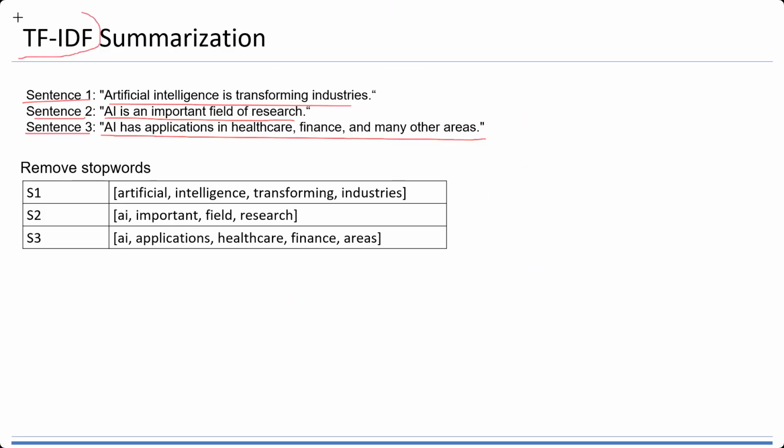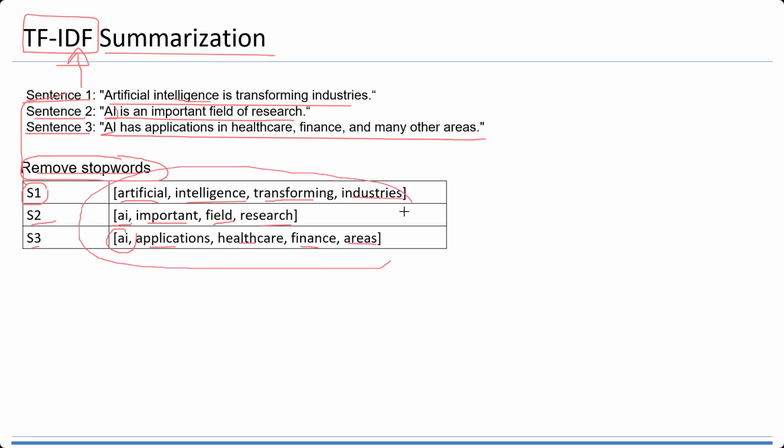So we can use the TF-IDF summarization. Okay, what is TF-IDF summarization? We will apply the TF-IDF, and we're going to select the sentences which have the higher score. So let's say with the stop words removal, we want to remove stop words. So S1, the sentence one, will be artificial intelligence transforming industries. S2 will be AI important field research. And S3 will be AI application, healthcare, finance, and areas.